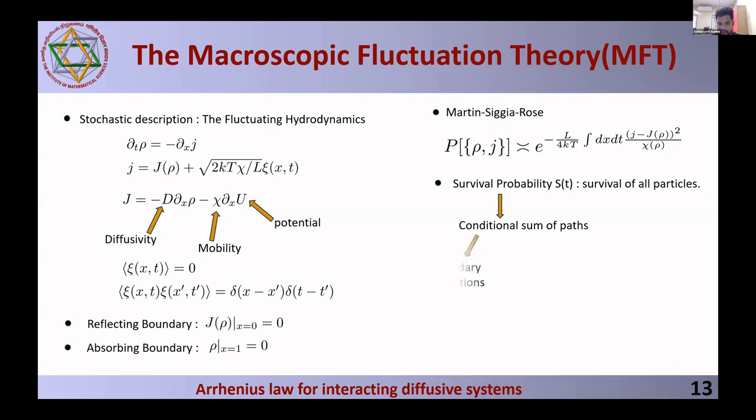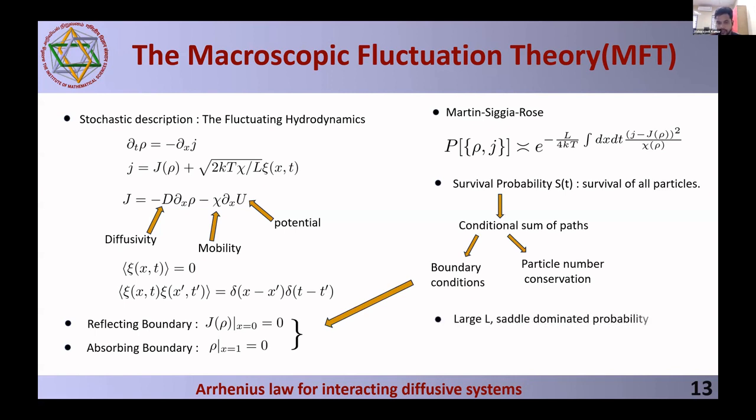So we want all the particles to survive, and this will be given by a conditional sum over all paths. Why conditional? Because this should satisfy the boundary conditions, the reflecting boundary and the absorbing boundary. And also, since we want all the particles to survive, the particle number should also be conserved. And now the large system size limit will help us to take a saddle point approximation, which automatically leads to a non-linear Euler-Lagrange equation. By solving this non-linear Euler-Lagrange equation, one can find the survival probability of all the particles. And from there, one can infer the escape rate of the fastest particle.